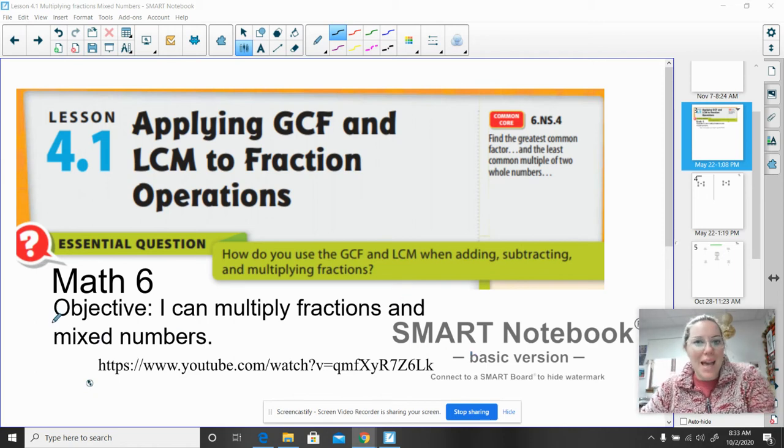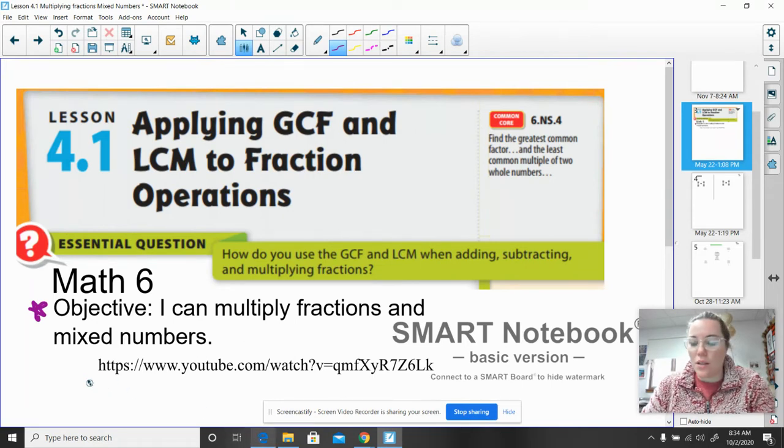Time for some math. So today we are going to do multiplying fractions. We're actually going to start with multiplying fractions because it's way easier than adding and subtracting fractions. So our objective today is over here. Try and get my pen to work. I can multiply fractions and mixed numbers.